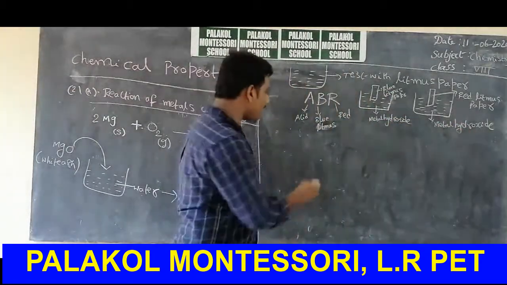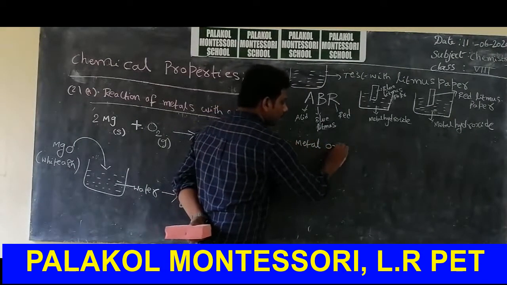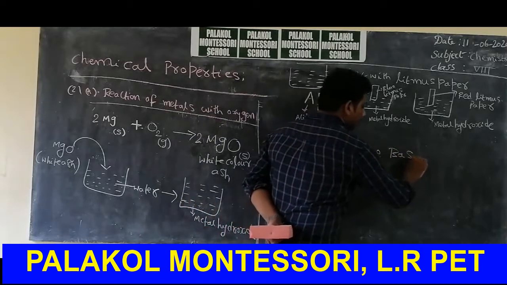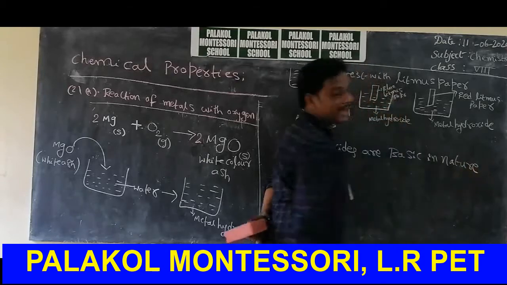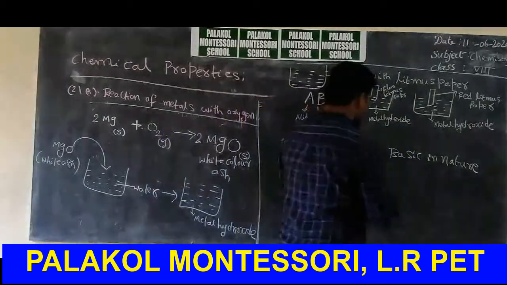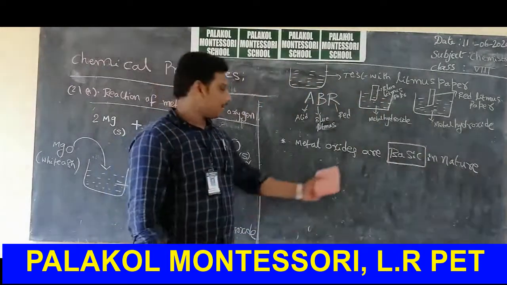From that we concluded that metal oxides are basic in nature. Okay, very important bit. What is the nature of metal oxides? Basic nature. Very important bit. That means when you dissolve a metal oxide in water, we will get a basic solution.